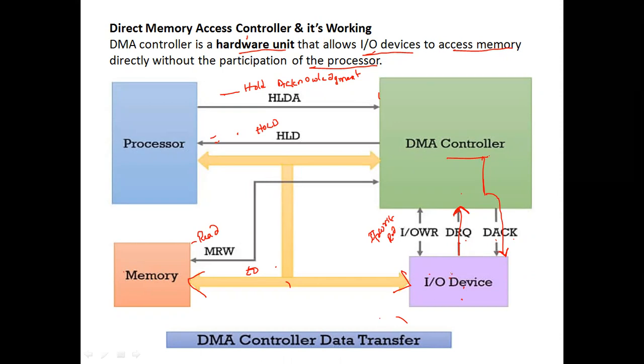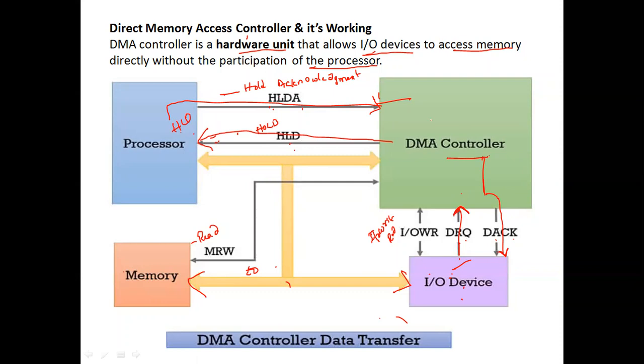Here the DMA controller is going to ask the CPU to hold for some time, for a few clock pulses, by sending this hold request. After receiving the hold request, the processor is going to give an acknowledgement to the DMA controller that I have received your hold request, and it gives the acknowledgement through HLDA, that is hold acknowledgement.